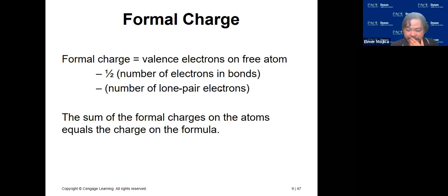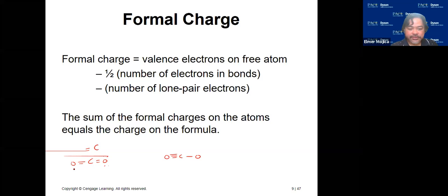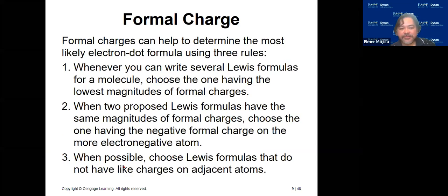Okay? Now, what's the use of this formal charge? If I'm not mistaken, I told you before that when we have a carbon dioxide, usually this is how it looks like and not this one. So what makes this a much better Lewis structure or the correct Lewis structure compared to that? It has something to do with this rule.